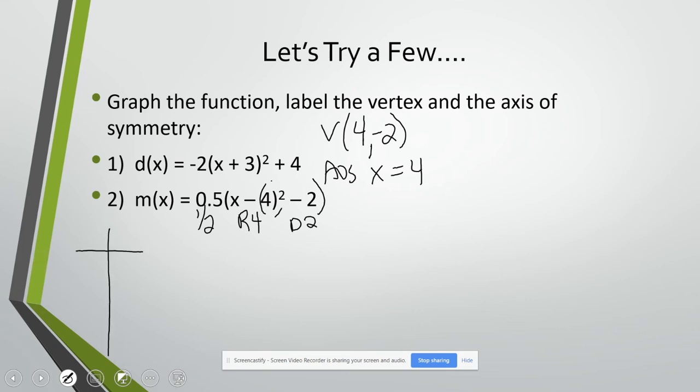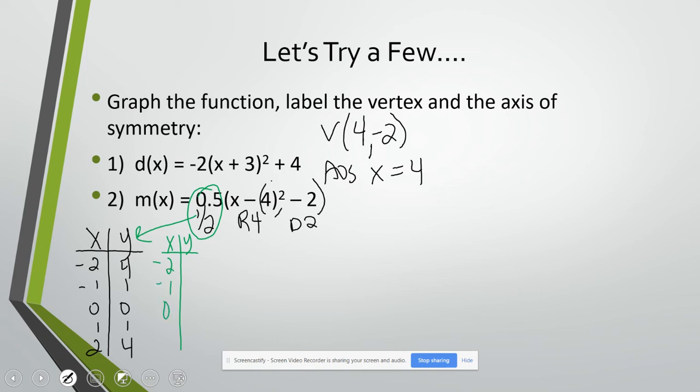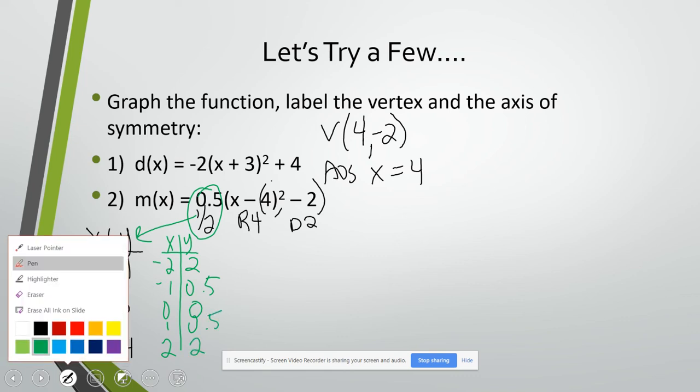So again, starting my t-table from our parent function, our shrink of 1/2 means we're multiplying our y values by 1/2 or taking half of them. X values do not change, so our x values stay the same. 4 times 1/2 is 2. 1 times 1/2 is 1/2 or 0.5. 0 times 1/2 is 0. 0.5 and 2.